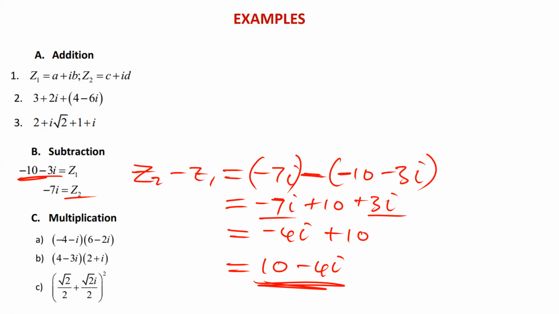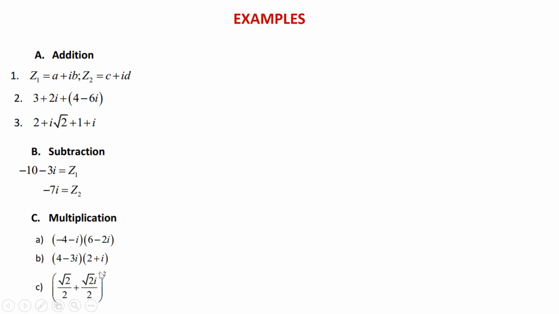You can just forward your solutions, and then I'll check them out, then correct you where I'm wrong. Let me do part A, and then you do B and C as an exercise. So we have negative 4 minus i in brackets, multiplying with 6 minus 2i.